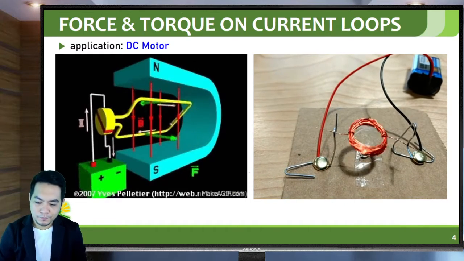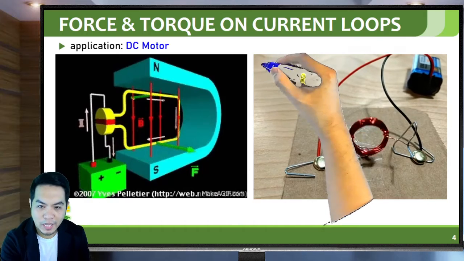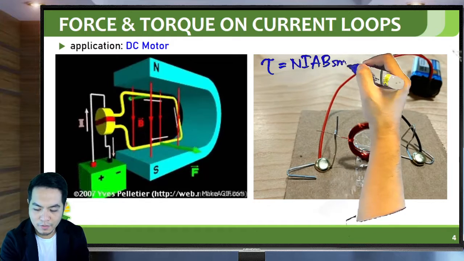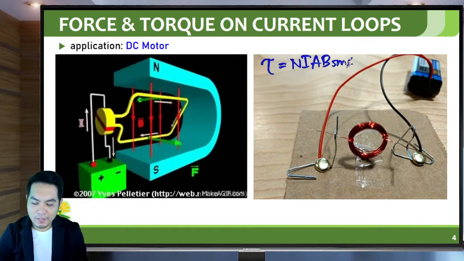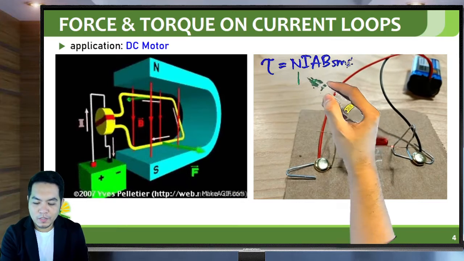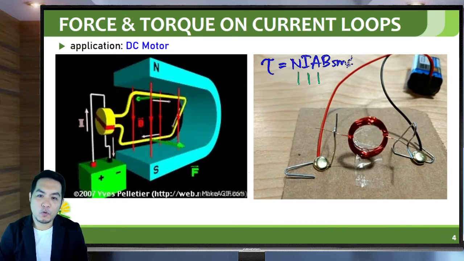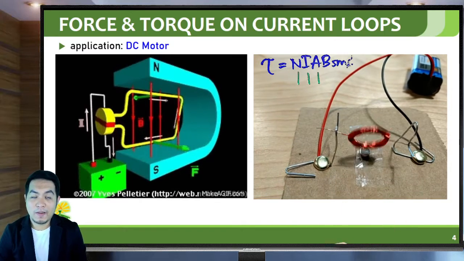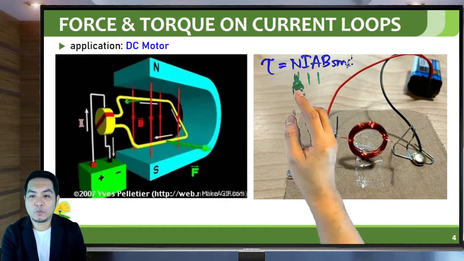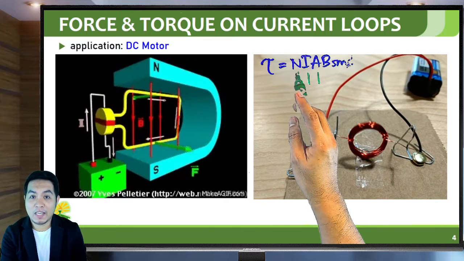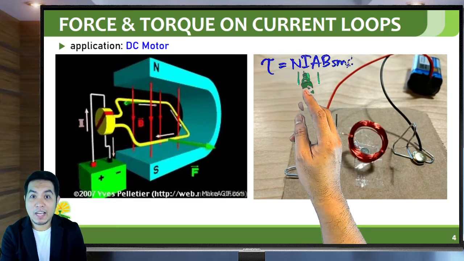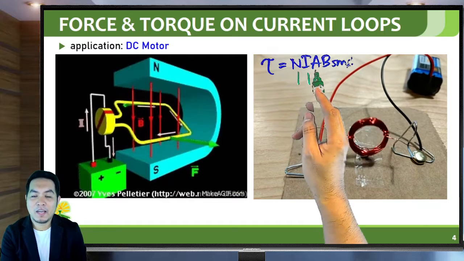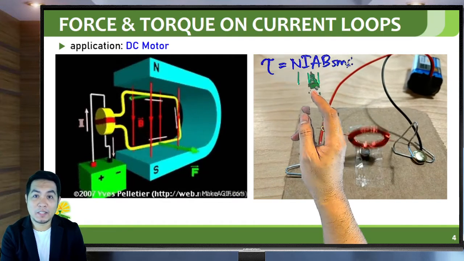If you will recall, torque tau actually depends on NIAB sine phi. So it actually depends on the number of loops, the current, and the area of the loops. So if you want to have a motor that has a very large torque or very fast rotation, then you need to have your number of loops as large as possible, your current as large as possible, meaning you need a very large battery, and then your area of the loops must also be as large as possible.